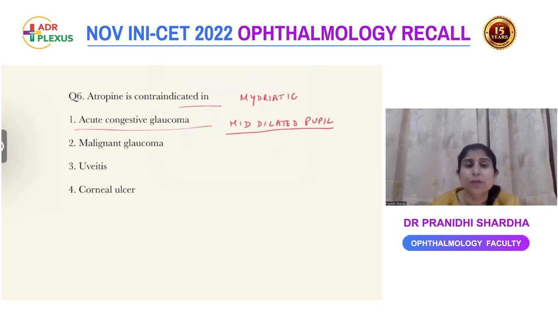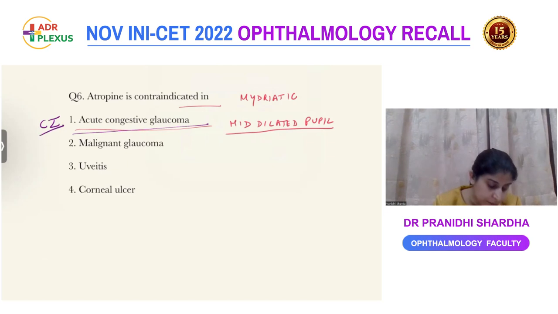So if we put atropine drops in such a patient, it will dilate the pupil and precipitate angle closure. The patient will present with pain, and it will precipitate angle closure in a patient of acute congestive glaucoma if we put atropine. So in such patients, atropine is contraindicated. Atropine is a contraindication in a patient of acute congestive glaucoma.